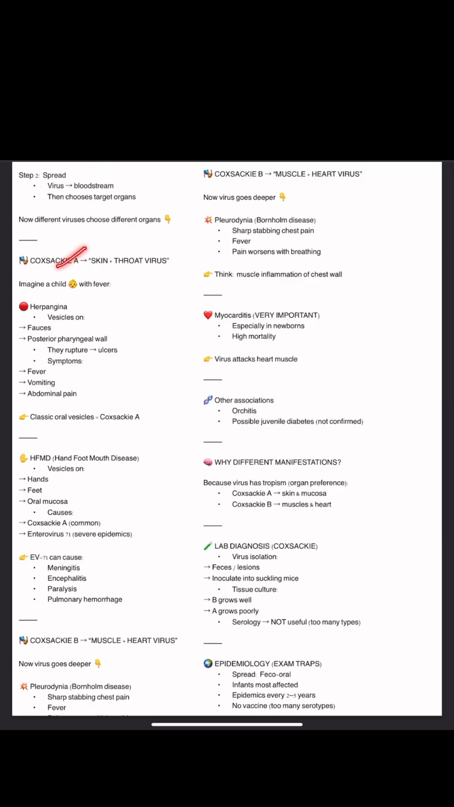Different viruses choose different organs. Coxsackie A, skin and throat virus. Imagine a child with fever. Herpangina: vesicles on the fauces and posterior pharyngeal wall. They rupture and there are ulcers.